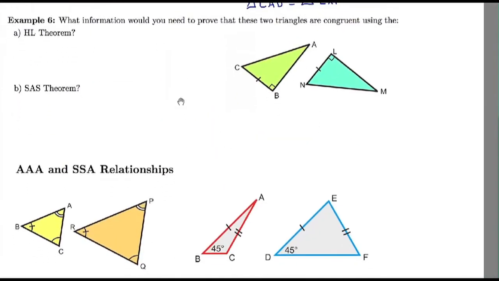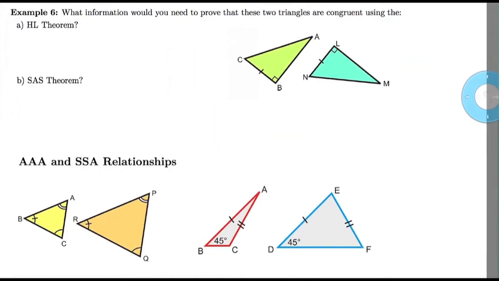So let's look at example 6. What information would you need to prove that these two triangles are congruent using the HL theorem, part A? Okay, so take a look at these two triangles. We know that we've got two right angles, and we know the leg, in this case CB and L, these two legs are congruent. So what do we need? We need to know that the hypotenuse for both of these are congruent also. It's the side across the 90.